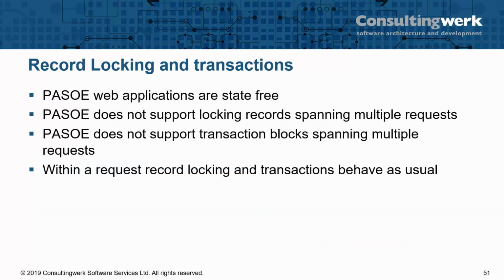Well, record locking. PASOE web applications are state-free, and PASOE has no concept of record locks or transactions spanning multiple requests. It's not there. In the very old WebSuite, it was there. I think WebSuite version 2 had a concept for that, which was a bit challenging because you never know whether the browser really comes back. So in PASOE, you just need to live with the fact that this is not there. Within a single web request, however, record locking and transactions behave like they've always done in the ABL. There's no change. It's just ABL or 4GL code.